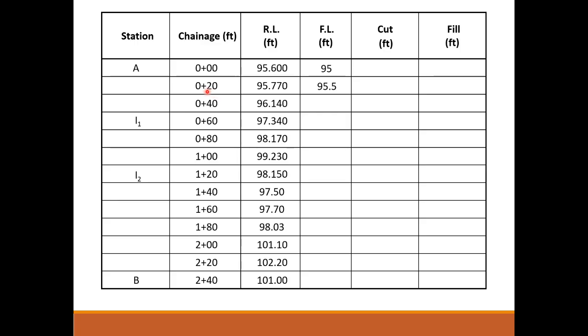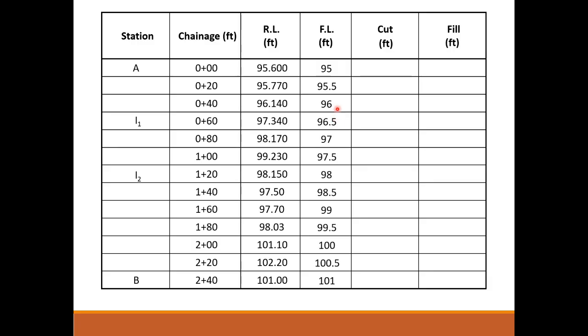I repeat, 20, which is the chainage, multiplied by the given gradient. In our case, it is 2.5%. So 2.5% multiplied by 20 is equal to 0.5. So we just add 0.5 in the first formation level. Why we added? Because it is the positive gradient, upward gradient. That is why we add 0.5 in previous formation level.